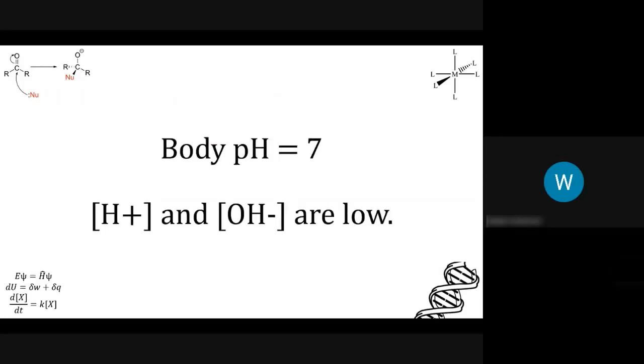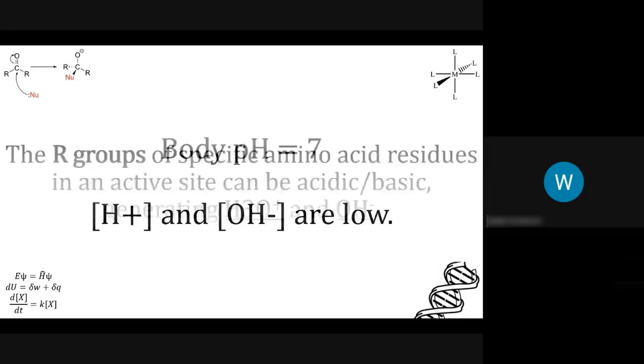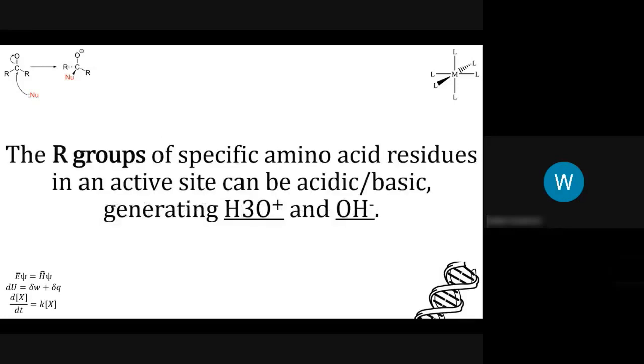As we have learned from organic chem, the presence of acids and bases can help to speed up the rate of reaction greatly by acting as catalysts. But in the body, we have a buffer system in our blood, which maintains the pH at around 7. And as a result, we have a low concentration of H+ and OH-. To solve this problem, the R groups of specific amino acid residues in an active site can be acidic or basic, and can help to generate the H+ and OH- ions needed to catalyze a reaction.